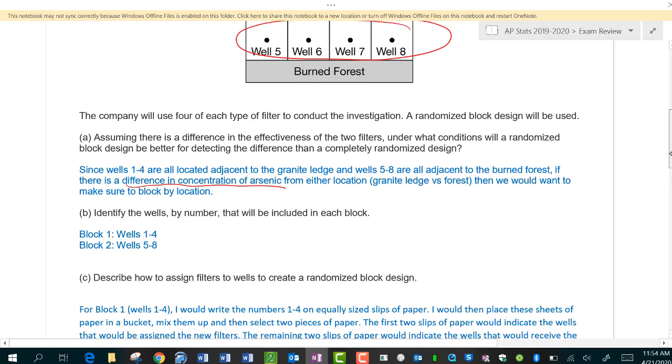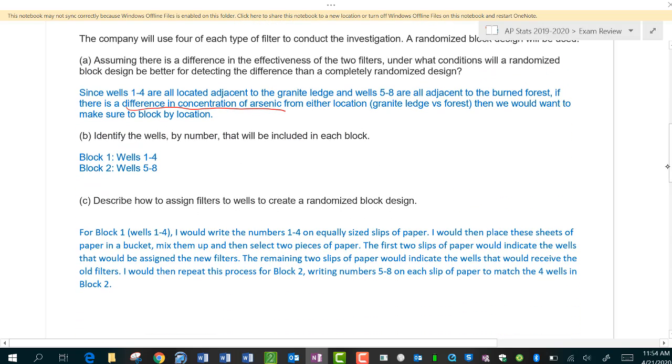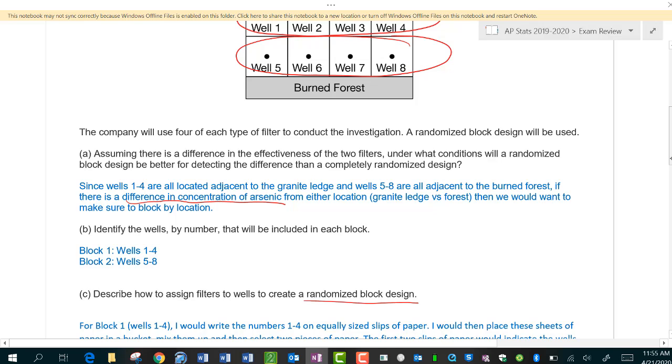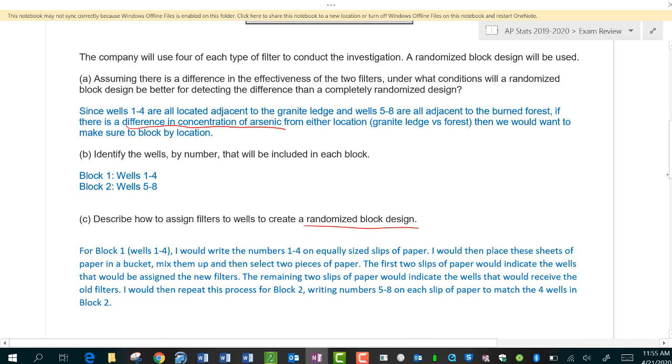And then finally, describe how to assign filters to wells to create a randomized block design. Remember, when assigning treatments, it is extremely important that you do not choose which plots or which wells in this case would receive the treatment group, being the new filter. I can't just say, okay, well, we'll do 1 and 3 receive the new and 2 and 4 receive the old. You have to randomly assign.